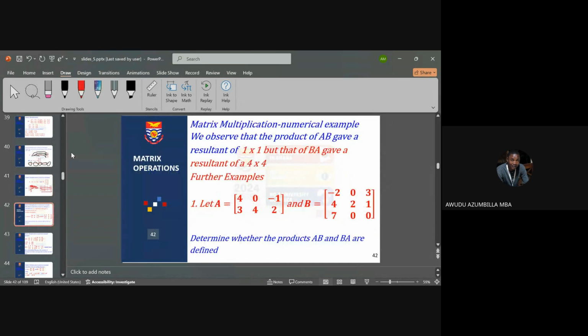Okay. Then, in the matrix example that we have observed, we observed that the product of A and B gave a 1 by 1 matrix.